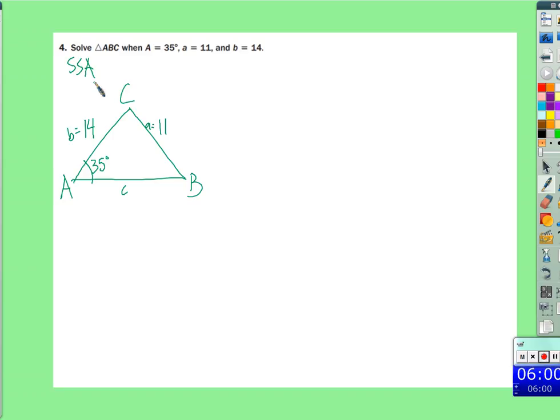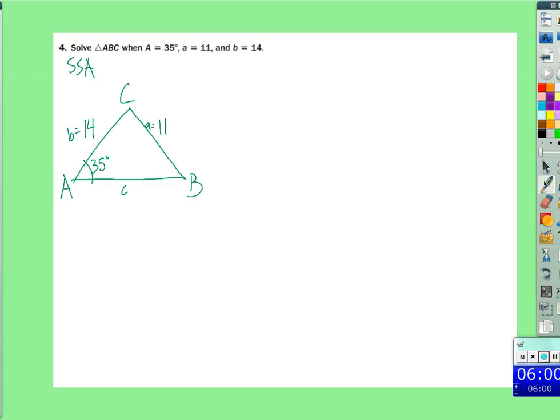And just to review, we may wind up with no triangles, one triangle, or two triangles. Right? The way that I advised to tell that you have no triangles works if the angle they give you is obtuse. But it's acute. So this 11 might be long enough, and it might be too short. There are little formulas we could use. We could take 14 times the sine of 35 and see if our side is long enough, and that would work just fine. But instead, my advice is just try it, and if you get an error on your calculator, then you know that it's not possible. Okay, so let's get started.